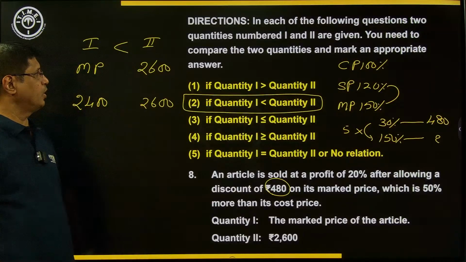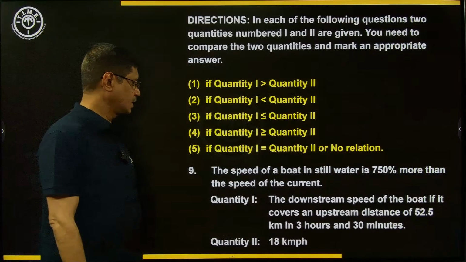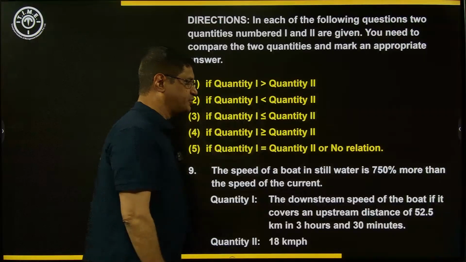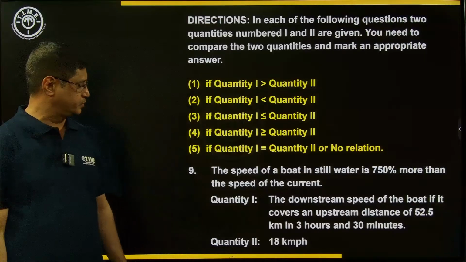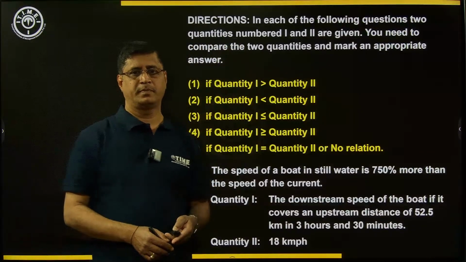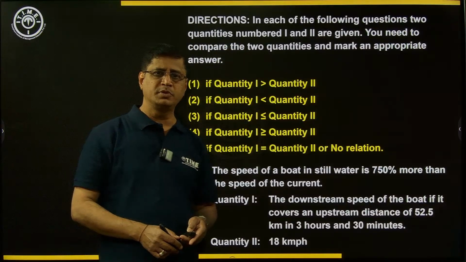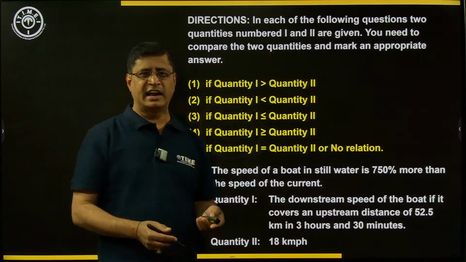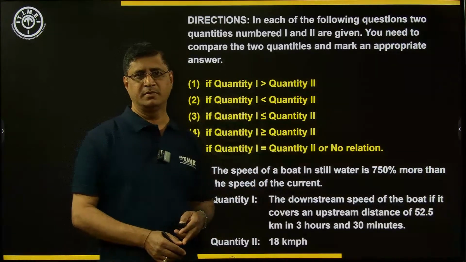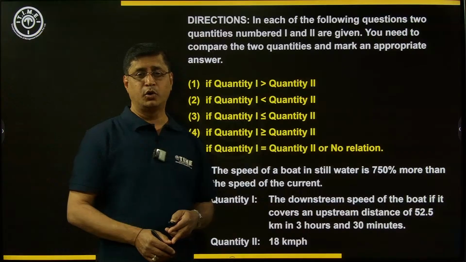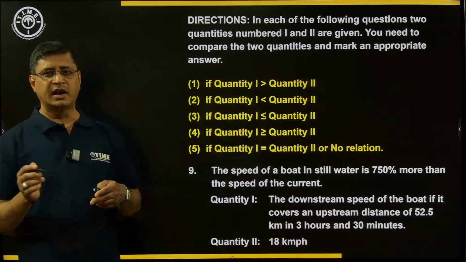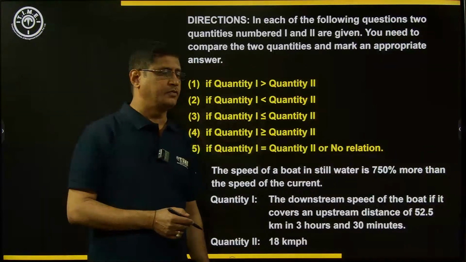Look at the next example on your screen. The speed of a boat in still water is 750% more than the speed of the current. 750% more. My dear students, if we assume the water current as 100%, then the speed of the boat in still water is 750 more. 750 more means 100 plus 750, that is 850%.